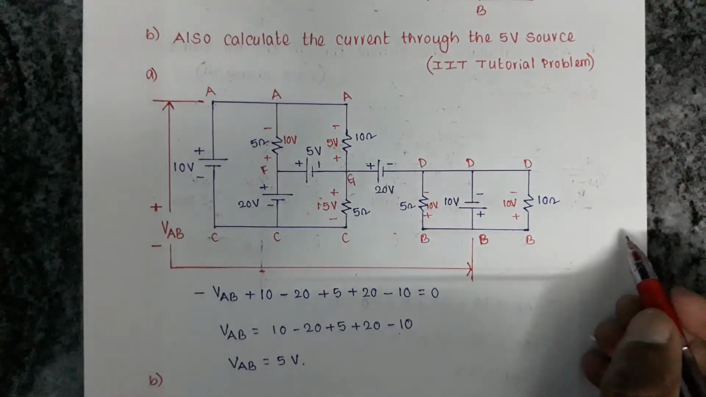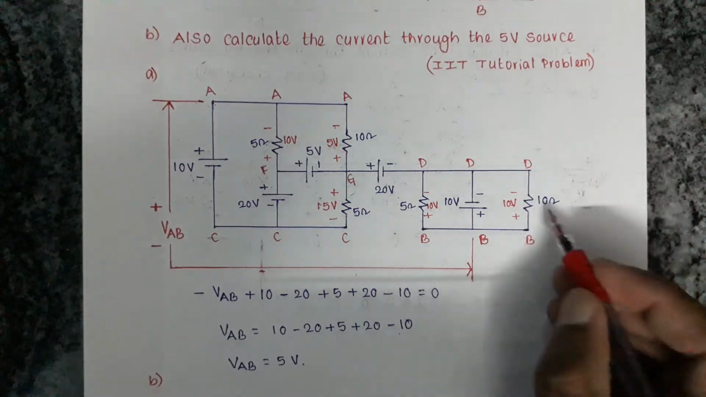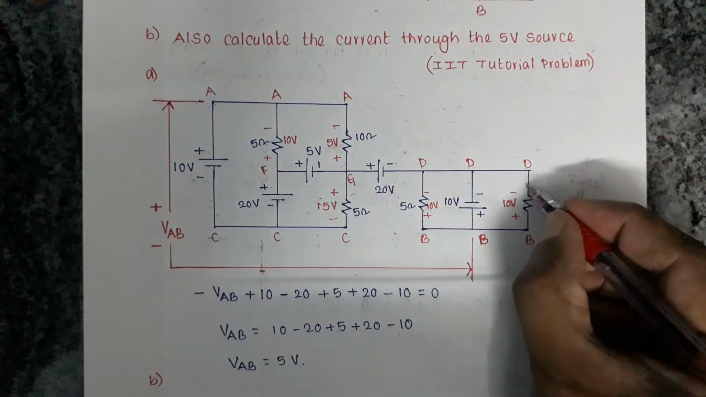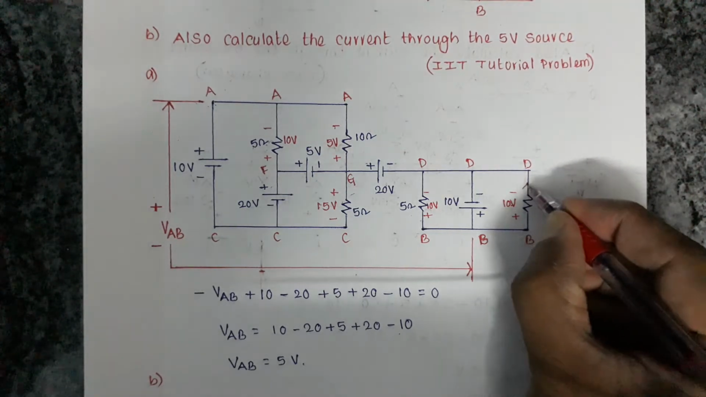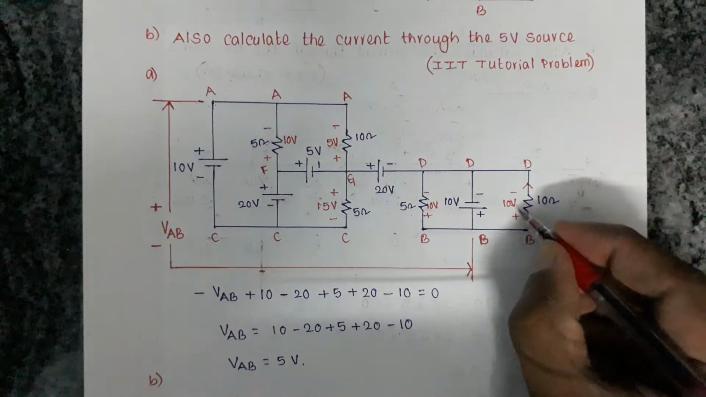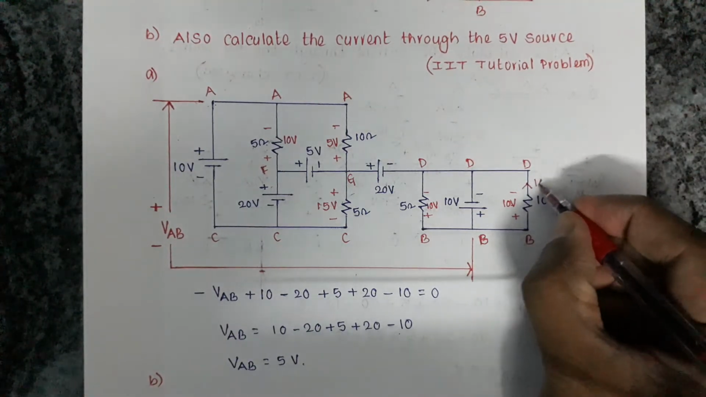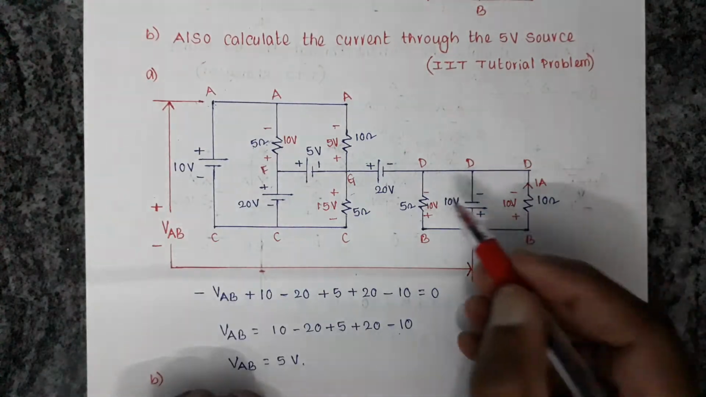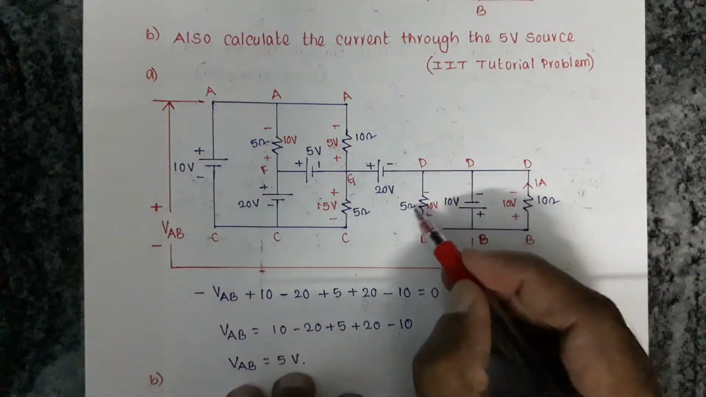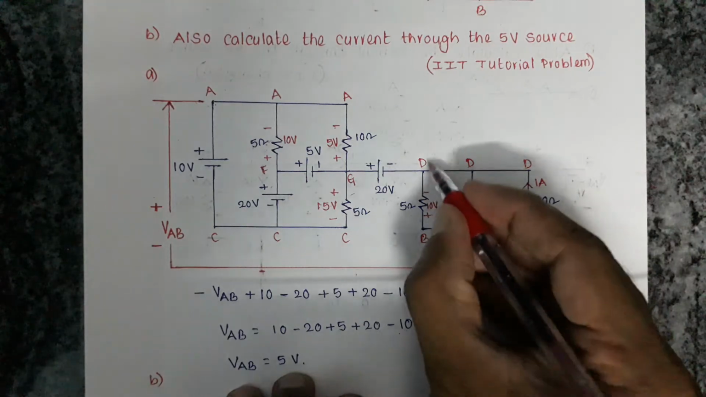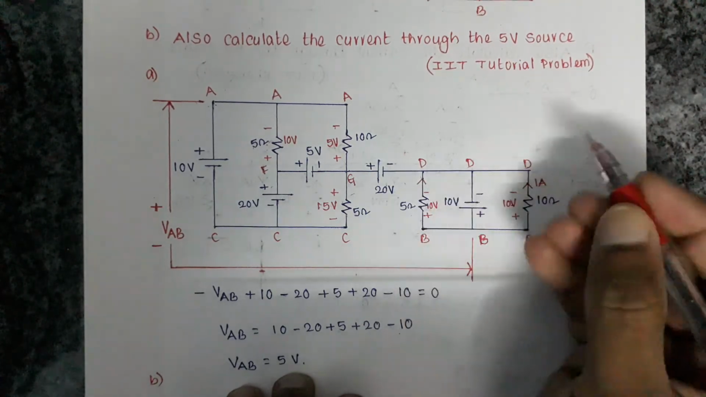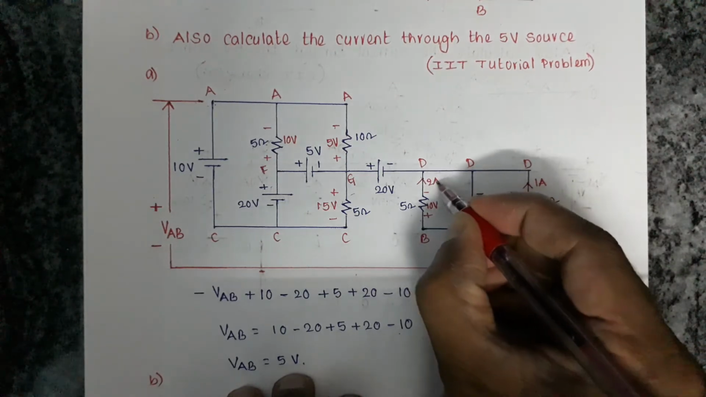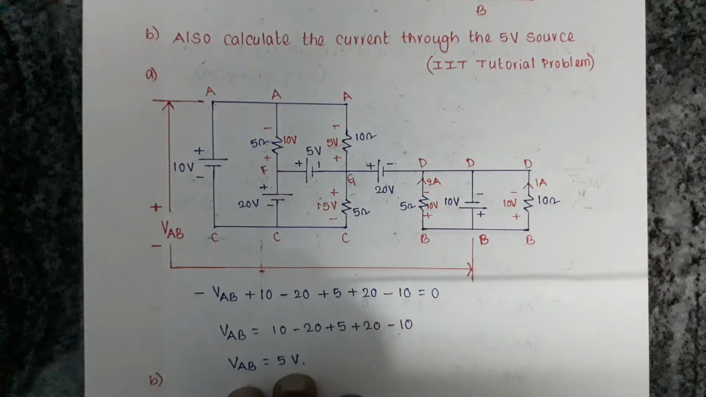Now let us get the currents. If the voltage is 10 volts, then 10 by 10 is the current, and current always flows into passive elements. Current enters at positive polarity, so the current is 1 ampere. Similarly, this is a resistor, a passive element, current enters at positive polarity, and 10 by 5 is the current. So here it is 2 amperes. This current comes as 2 amperes.